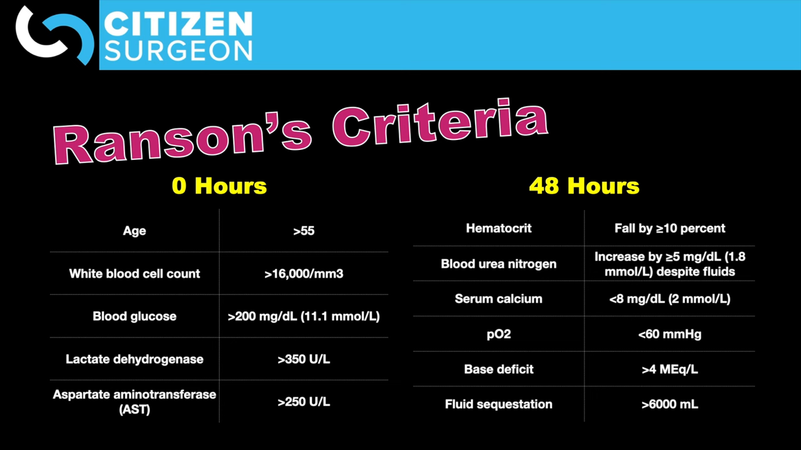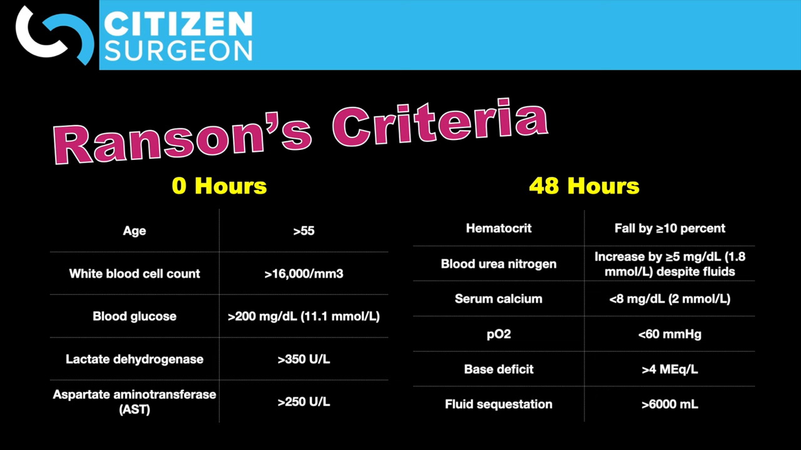At 48 hours, now we're going to look at a bunch of laboratory measurements. So a hematocrit fall of greater than 10%, a BUN that is increased by greater than 5 milligrams per microliter or 1.8 millimoles per liter, a serum calcium that is less than 8 milligrams per deciliter, a PaO2 of less than 60 millimeters mercury, a base deficit of greater than 4 milliequivalents per liter, or fluid sequestration of greater than 6 liters. Well, that is a mouthful.